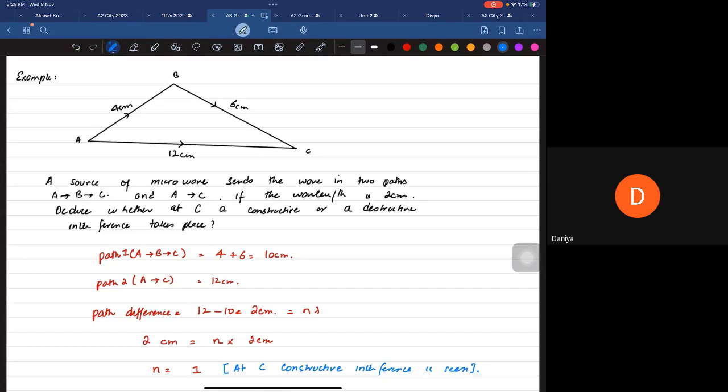I think waves as a chapter is the easiest, because there will be a short question from it every single time in the exam. So you don't want to lose marks on these simple things, I think.